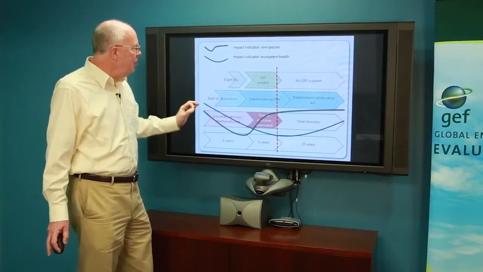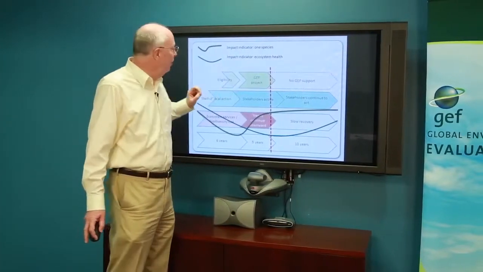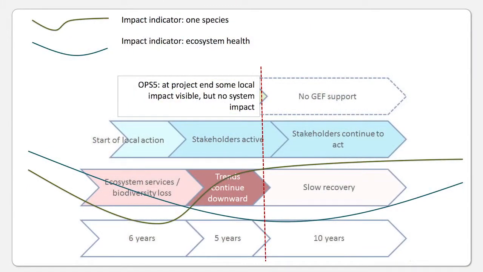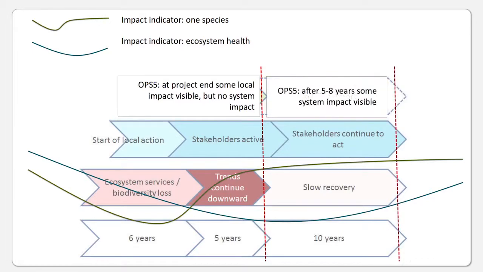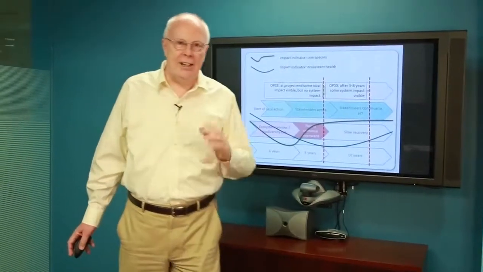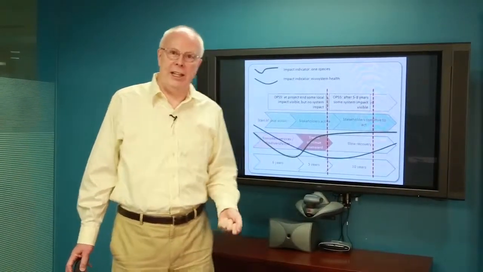If we then start measuring at the end of the project, we basically identify that at project end, some local impact is visible, but no system impact. 5 to 8 years later, we see some system impact emerging. And these are the time horizons that we need to take into account.